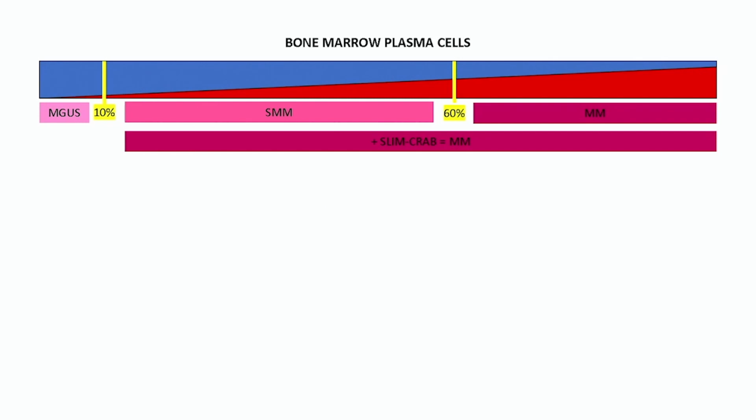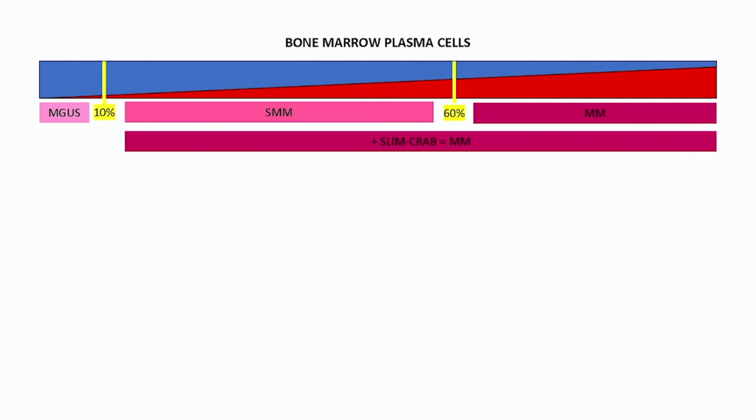So here I provide you with a visual. If you look at the top triangle, let's consider that as the bone marrow cellularity. The red triangle is the portion of plasma cells within that bone marrow. And then we have a couple of cutoff points: 10% plasma cells and 60% plasma cells. And at the bottom, the different disease categories. This actually helps us in identifying multiple myeloma as it sits on a disease spectrum.